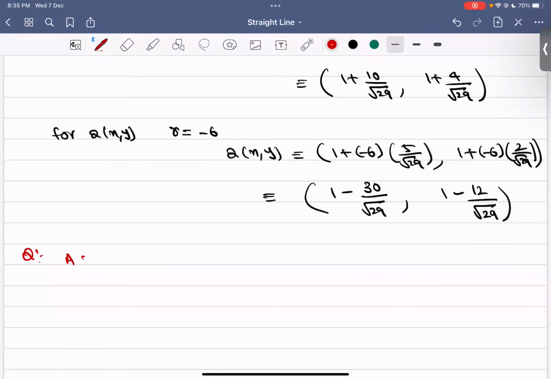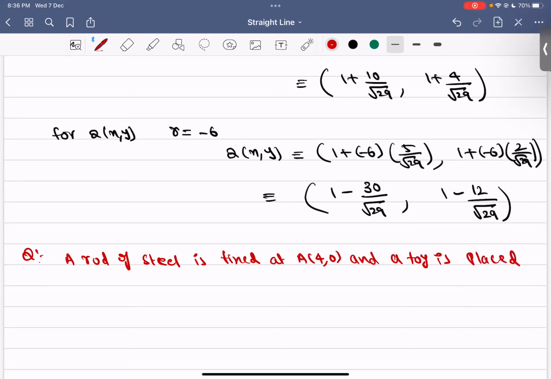A rod of steel is fixed at A(4, 0), and a toy is placed on it at B(0, 4).